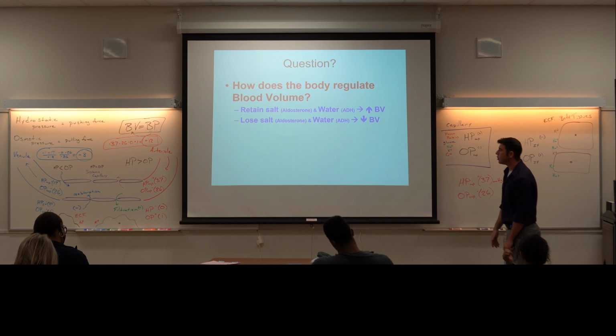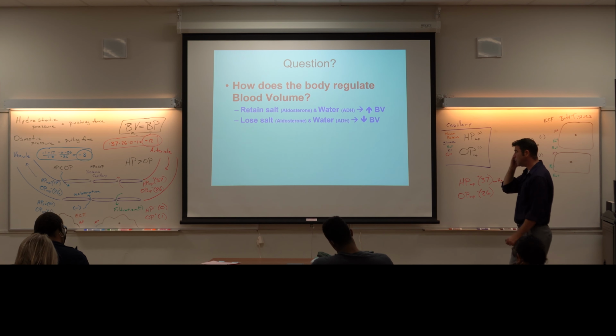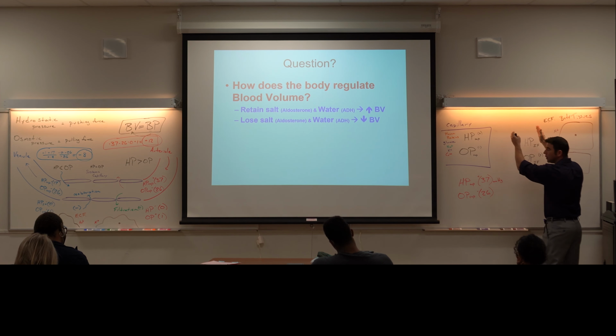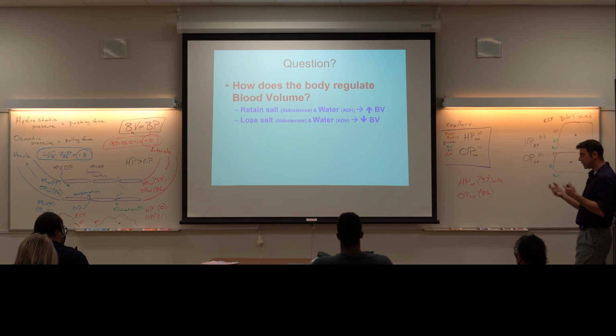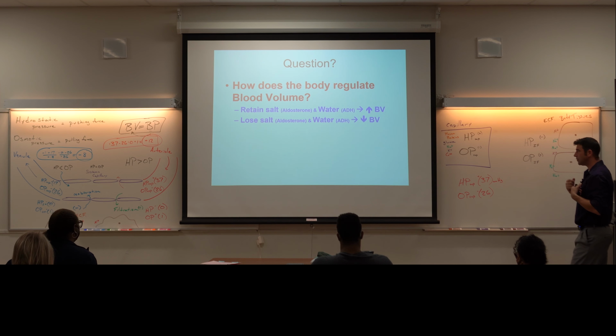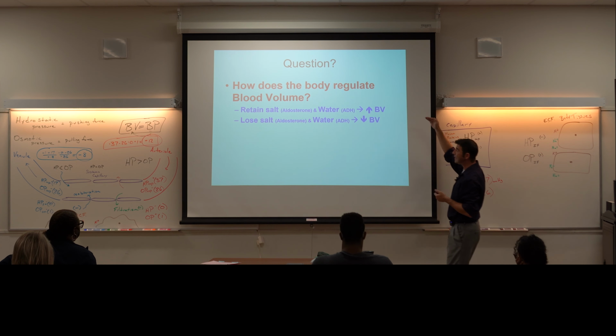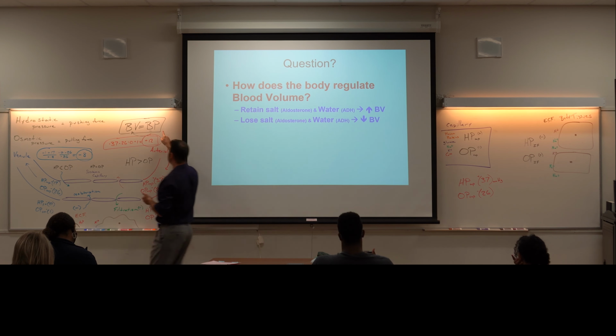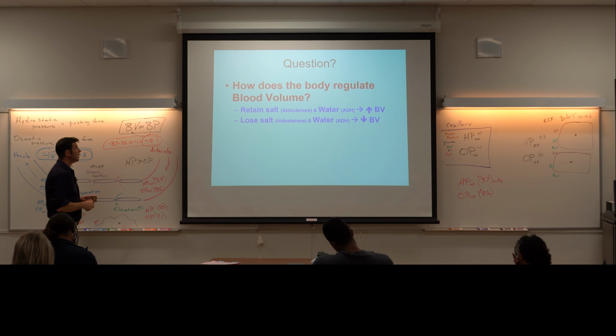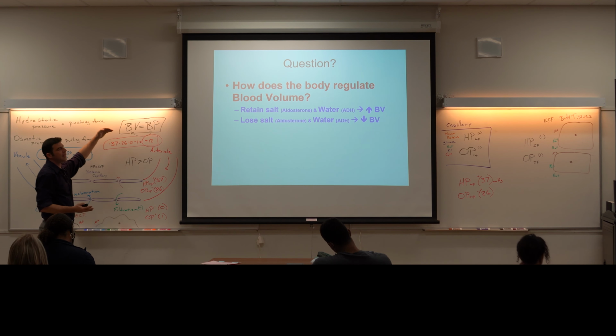So antidiuretic hormone is going to cause these cells in the kidney tubules to put a bunch more channels along their plasma membrane that are permeable to water. So it makes it much easier for water to be pulled out of the filtrate and back into the blood vessels. So by retaining salt and retaining water, that boosts our blood volume and is going to help boost our blood pressure.